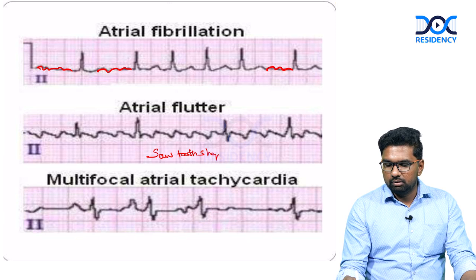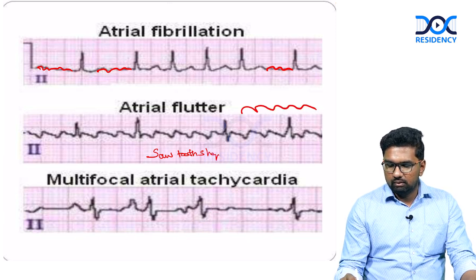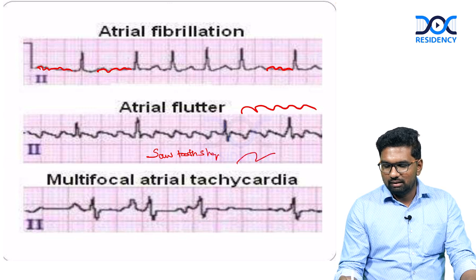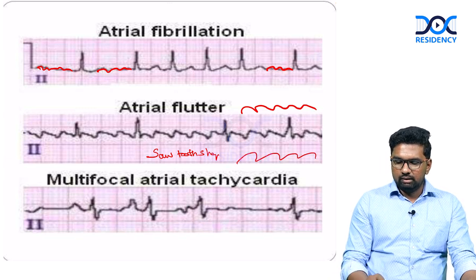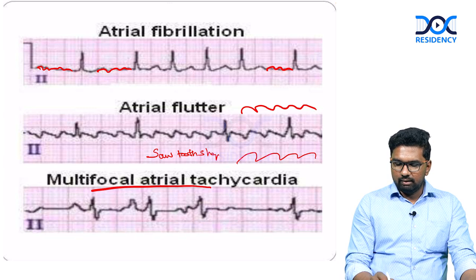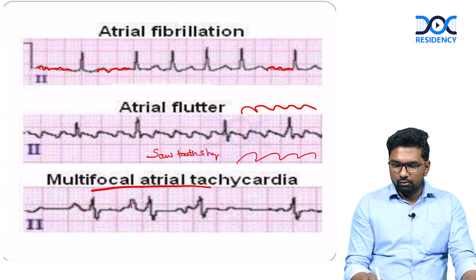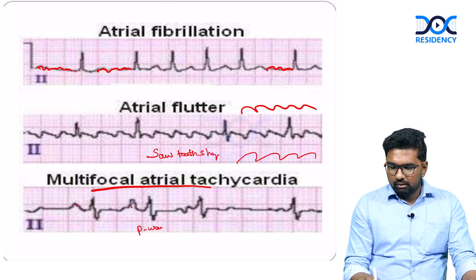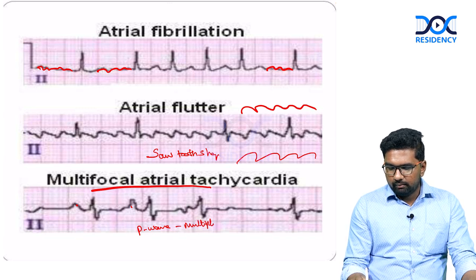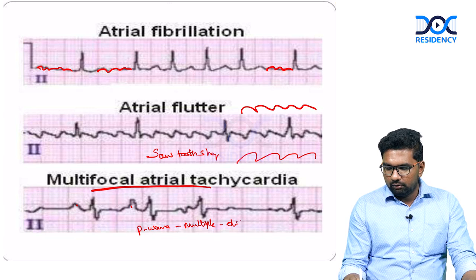like a sawtooth, even sharper than this, like a sawtooth will be there. This is a multifocal atrial tachycardia. You will have multiple P waves of different morphology. P waves, multiple, each with different morphology.